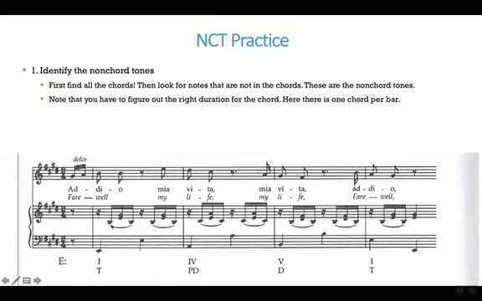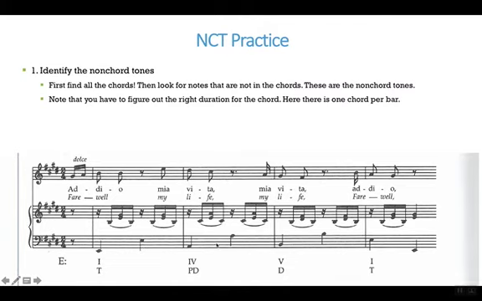All the notes in this whole bar are E, B, and G sharp. And even in the melody, B, B, E. So there's no non-chord tones in this bar. The A might be a non-chord tone leading up to it, but I'm just ignoring that because we don't have any chord here.